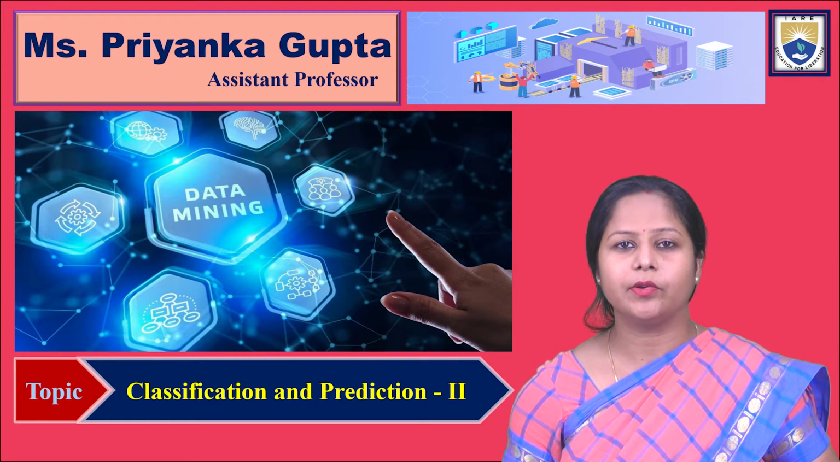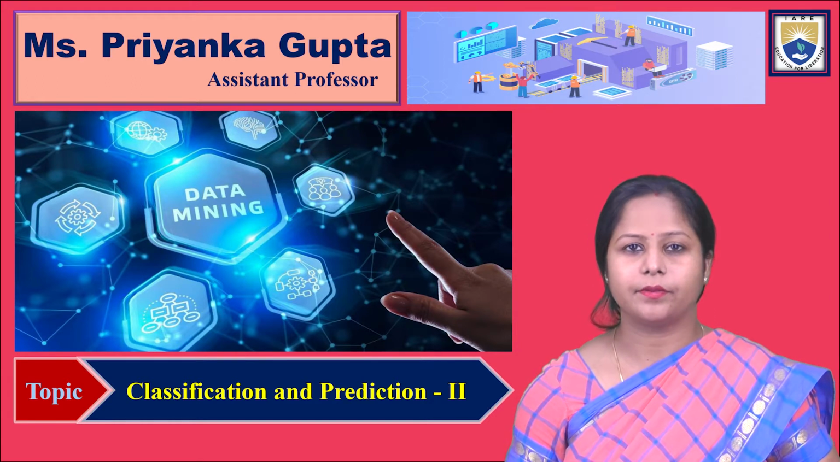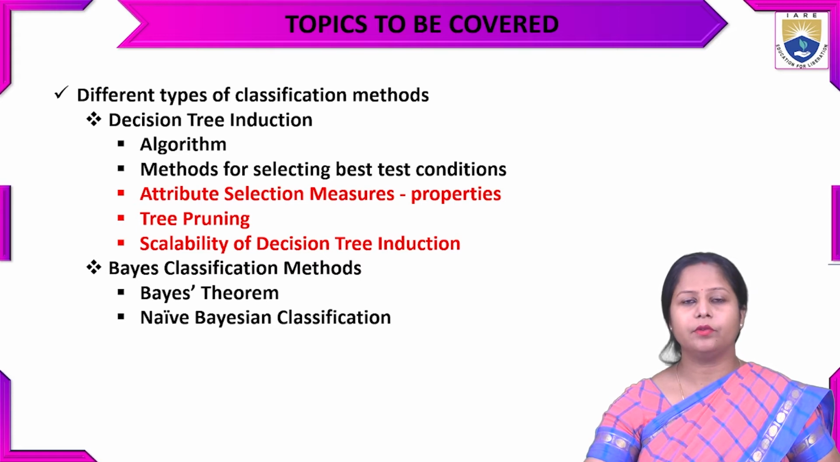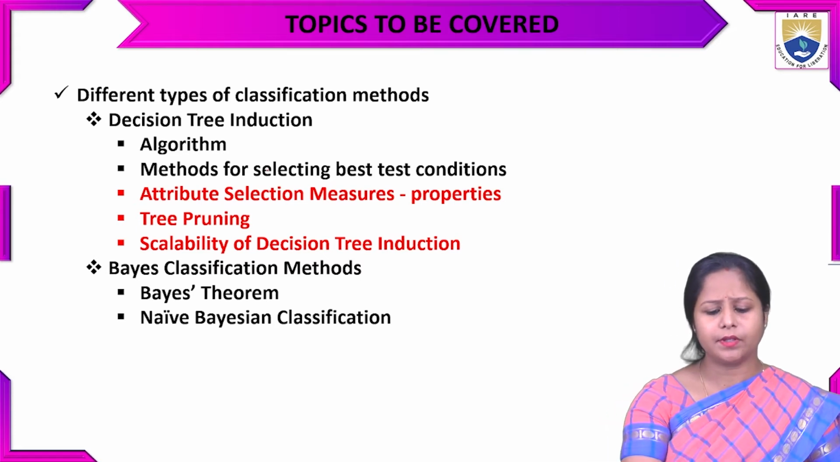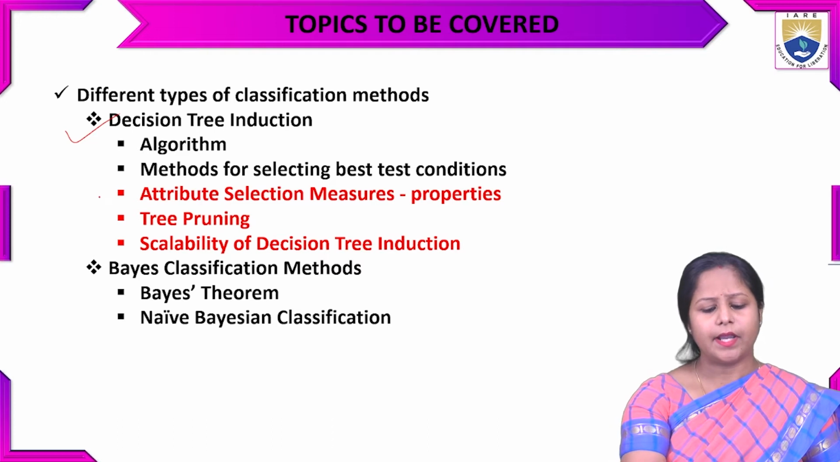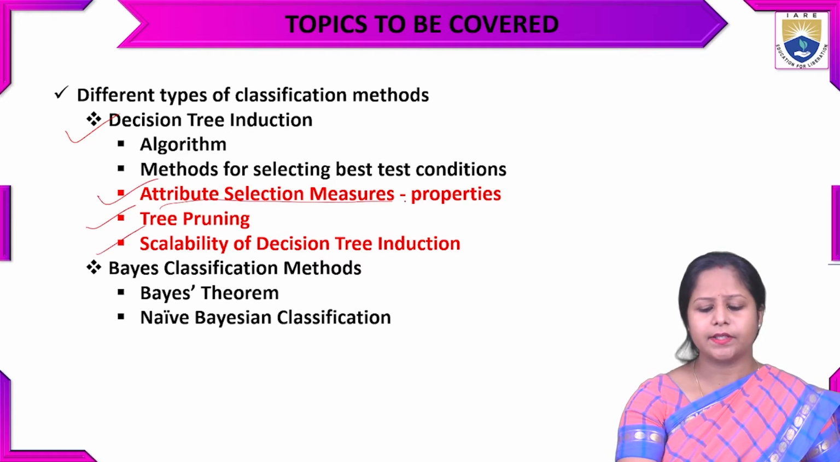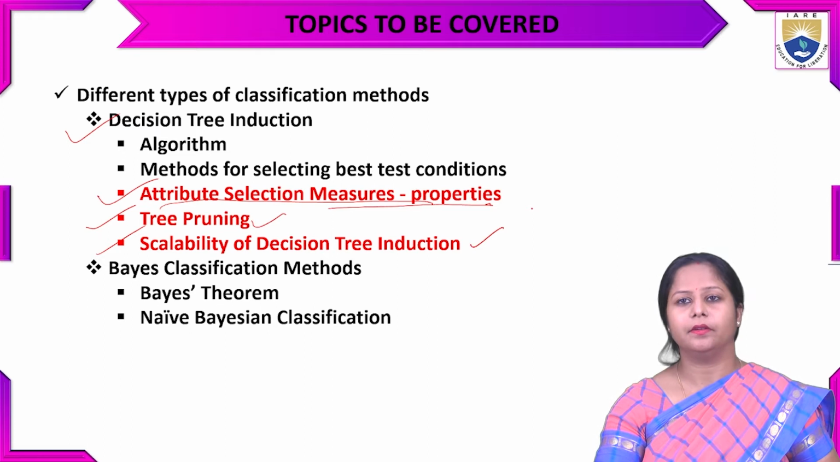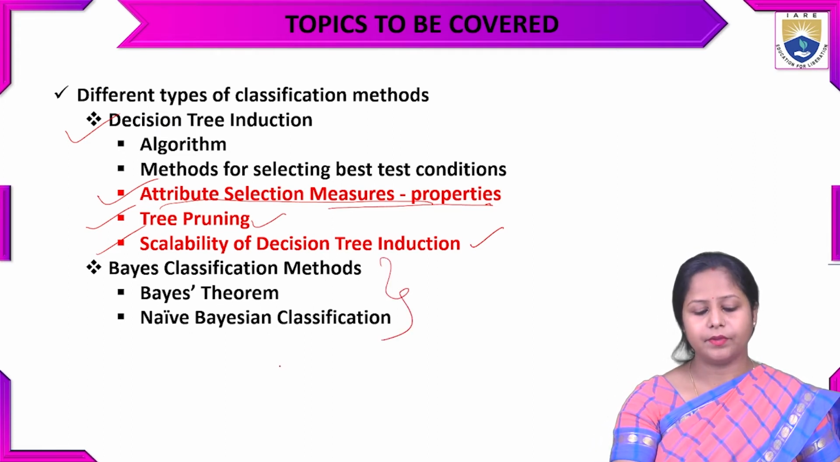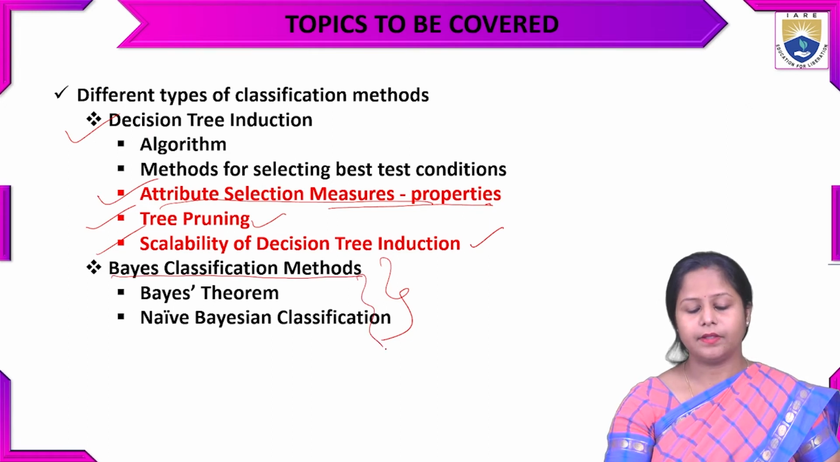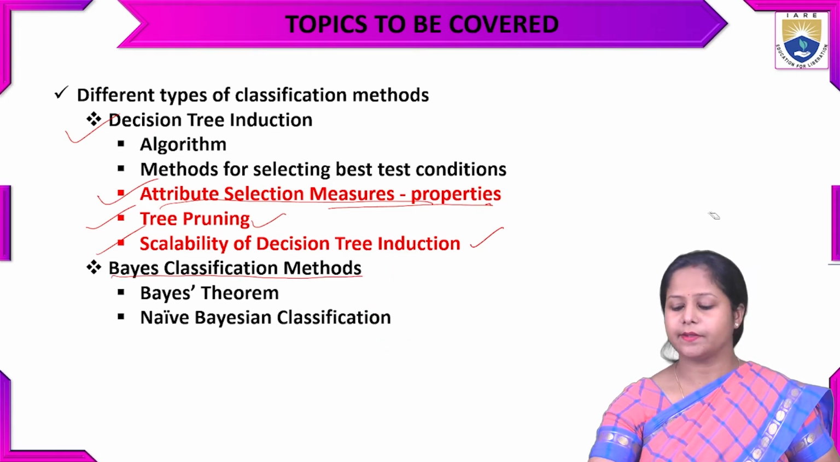We are into the third module. We have covered the first part of classification and prediction, and now we will cover the second part. The topics I will be covering today are attribute selection in decision tree induction: the attribute selection measures, their properties, tree pruning, and scalability of decision tree induction. In the third part, we are going to discuss the Bayes classification method and its examples. So let's get started.